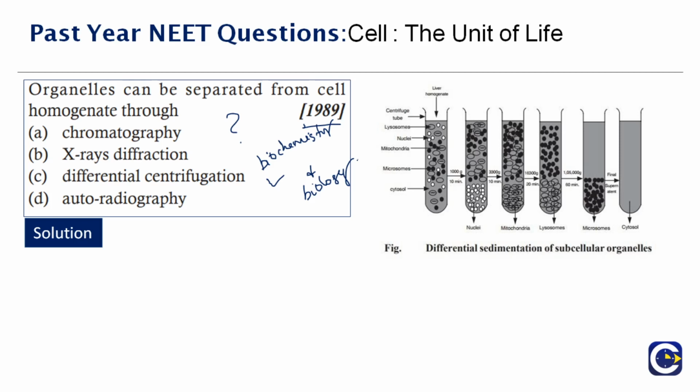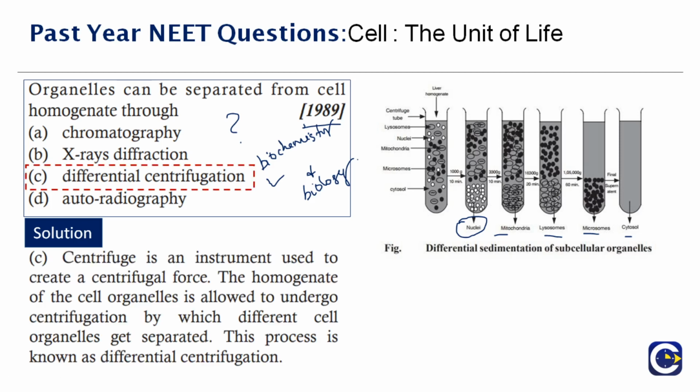To your right side you can see a diagram which shows the various organelles that have been separated with the help of differential centrifugation. At first the nuclei got separated, then mitochondria, lysosomes, microsomes, and cytosol. All these got separated with the help of differential centrifugation, based on the centrifugal force. Therefore, the correct answer to this question is option C.